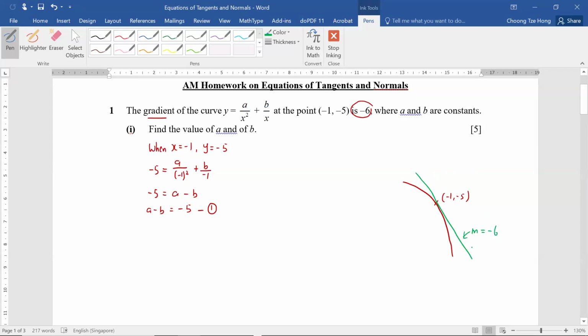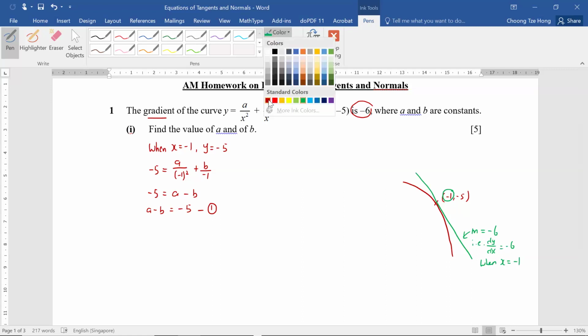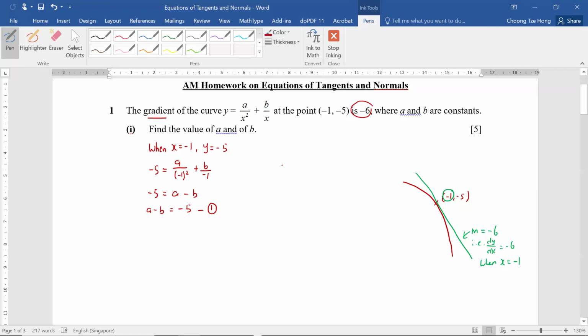So we also know that dy/dx is the gradient function. So what this means, another expression would be dy/dx equals -6 when x equals -1. Why x equals -1? Because it's a tangent at the point whereby x is equal to -1. So this will allow us to form the second equation. What we're going to do now is differentiate this equation, then sub x equals -1 into dy/dx, and then equate it to -6. Right? Okay, so let's do it.